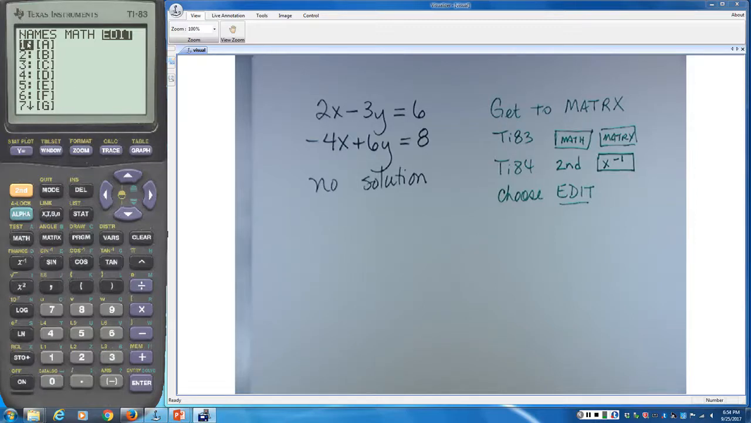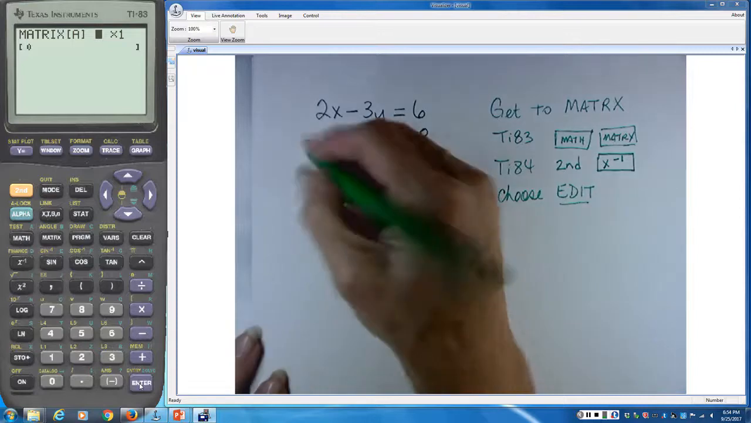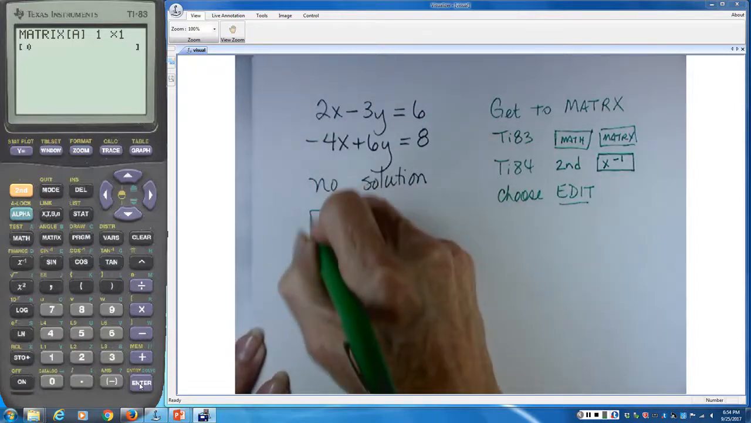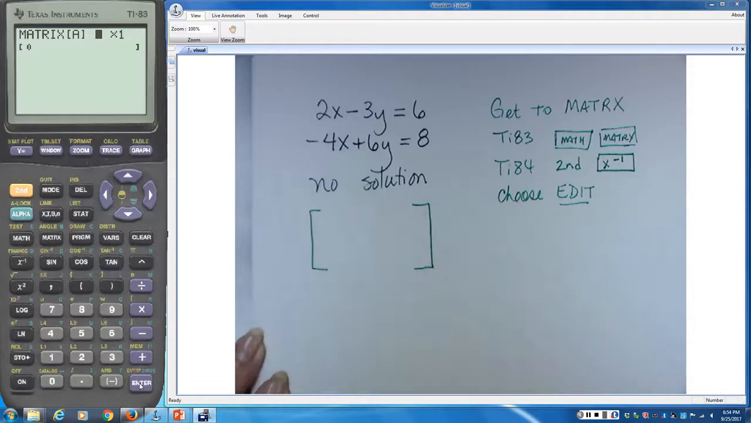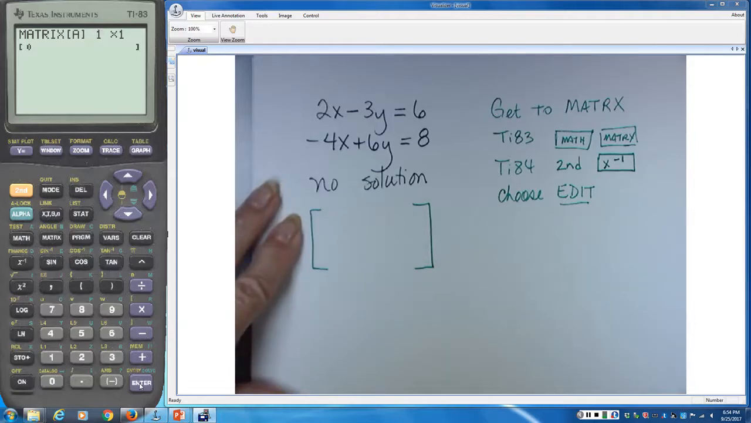And all of the matrices are essentially the same. It's like that y equals menu to graph with. So we're just going to pick the first one we have. And that's a 1 by 1 matrix, which says it has one row and one column, and it basically is just one number, and that's not much of a matrix. The matrix that we want to make, we want our matrix to look like this.